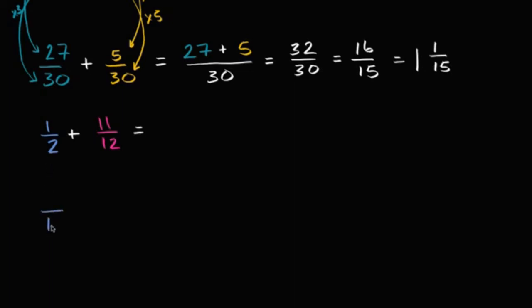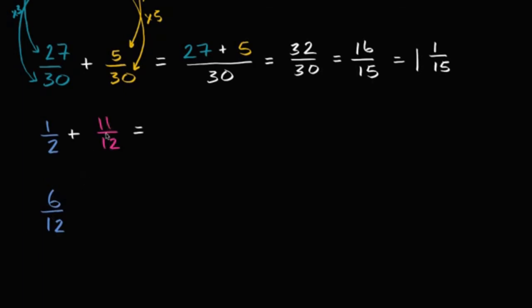So 1/2 is what over 12? Well, to go from 2 to 12, you multiply by 6. So we'll also multiply the numerator by 6. And we see 1/2 and 6/12, these are the same thing. 1 is half of 2, 6 is half of 12.